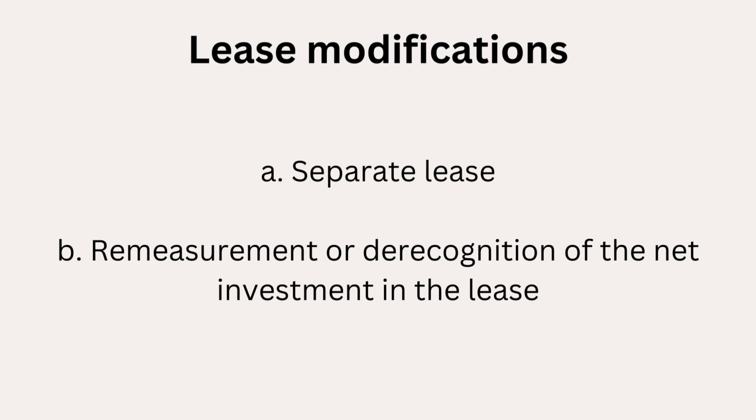Lease modification. Separate lease. Yung separate lease is a lease modification is accounted for as separate lease if both the scope and consideration in the lease are increased due to the addition of a right to use one or more underlying asset, and the increase in the consideration reflects the standalone price of the increase in scope. B. Remeasurement or the recognition of the net investment in the lease.